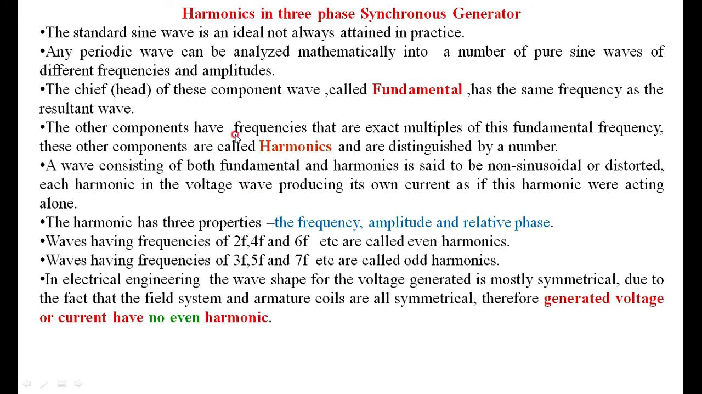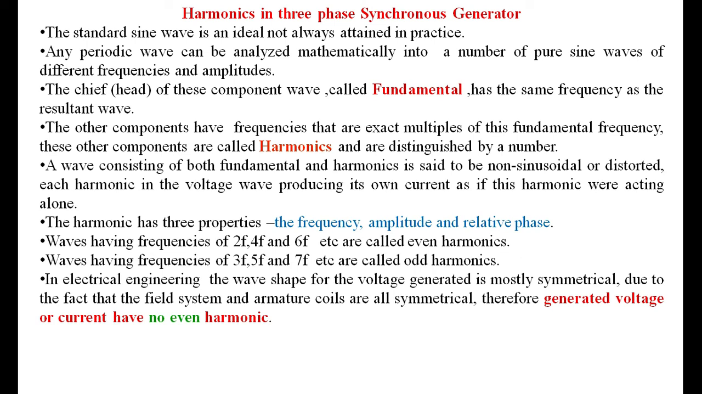The other components have frequencies that are exact multiples of this fundamental frequency. That is, if we are resolving the periodic waveform with double the frequency of the fundamental, then it is called a second harmonic component. Then another component we extract from the same periodic waveform with 3 times the frequency of the fundamental is called the third harmonic component, with a different magnitude. Then if we combine all these harmonic components, once again we get the original periodic waveform.